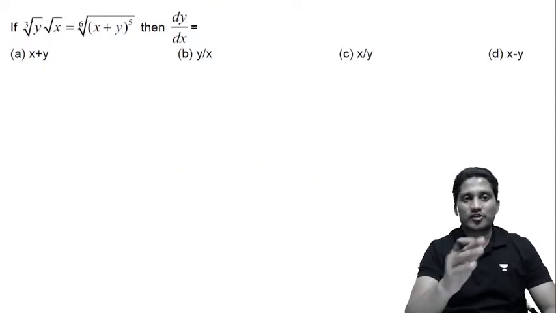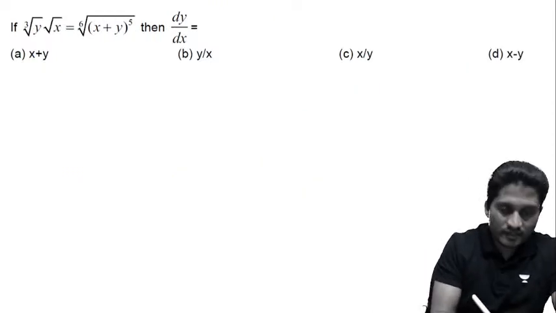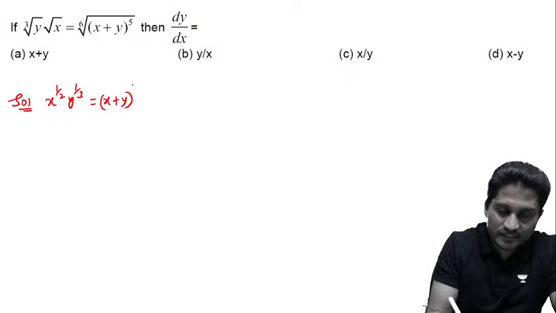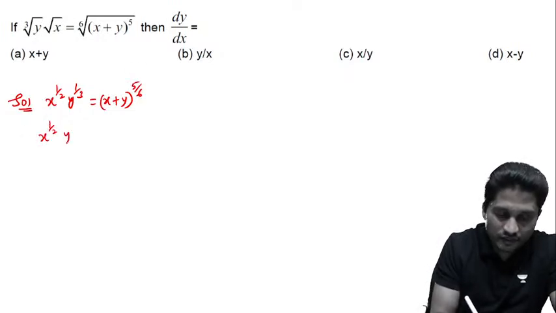Problem using the shortcut method. Suppose if you have like this, it can be written as x to the power of half y to the power of 1 by 3 is equal to x plus y whole to the power of 5 by 6. I can write this as x to the power of half y to the power of 1 by 3 is equal to x plus y whole to the power of 1 by 2 plus 1 upon 3.